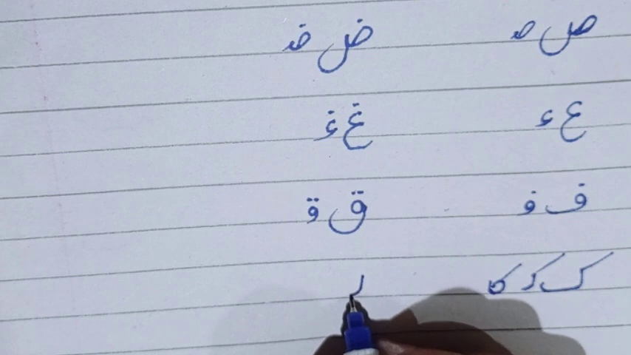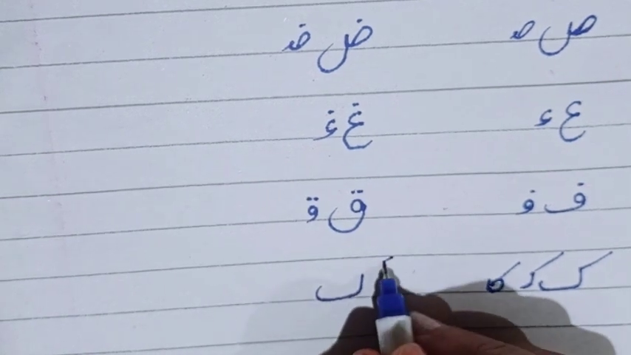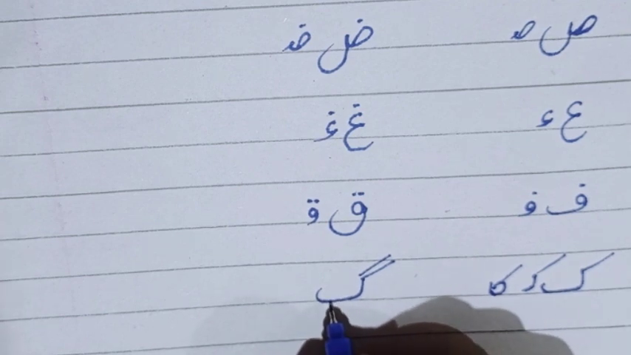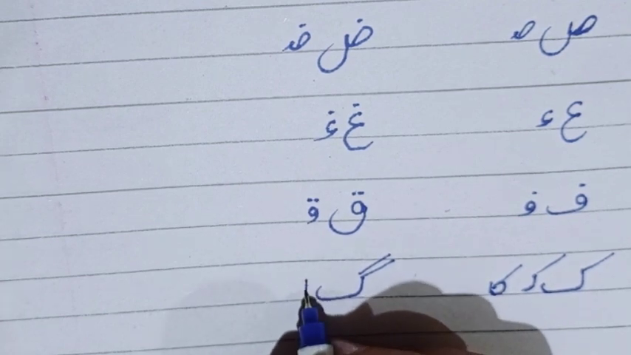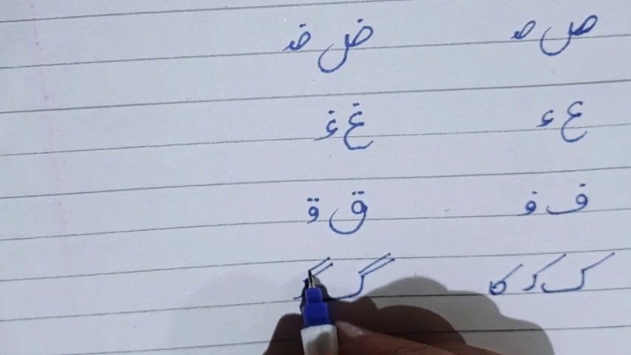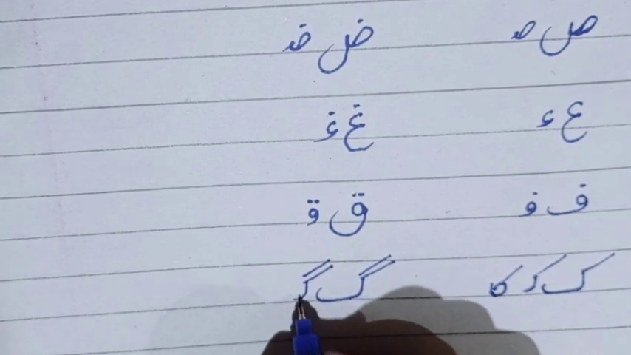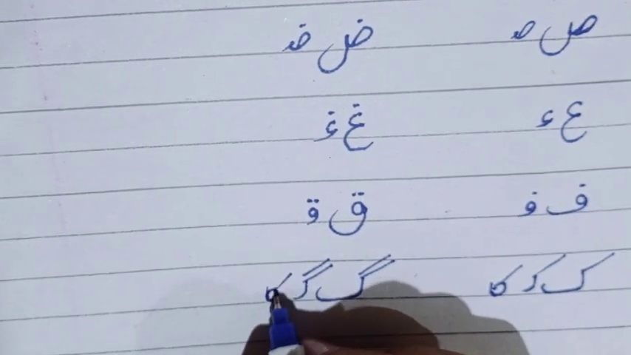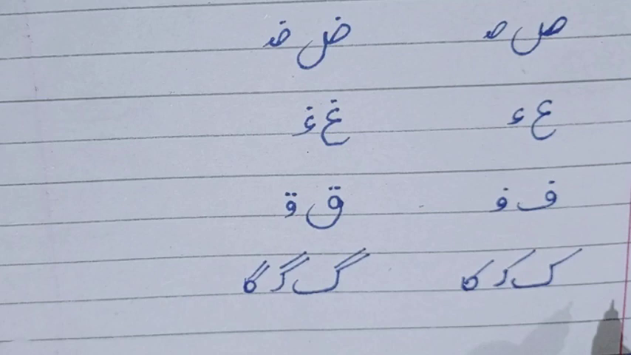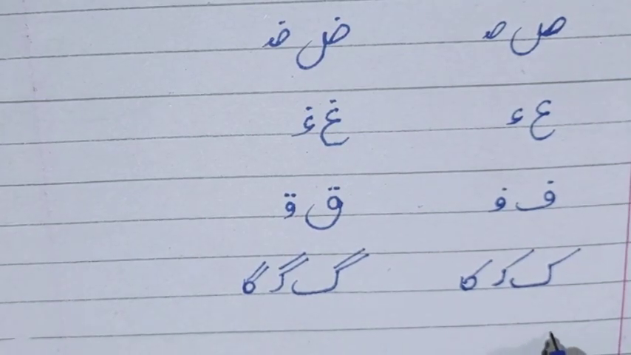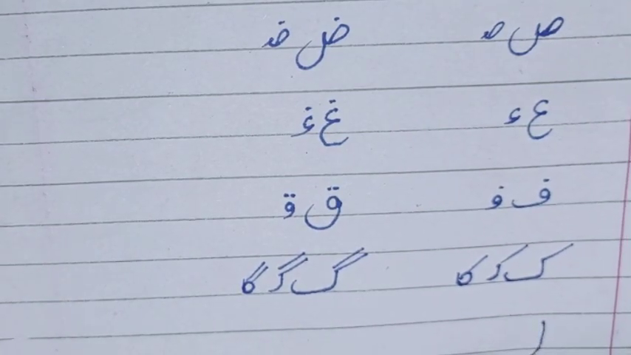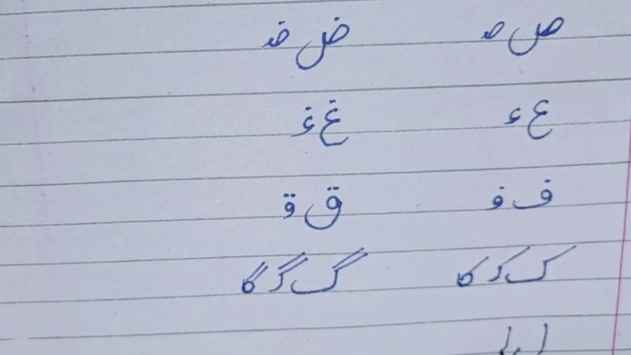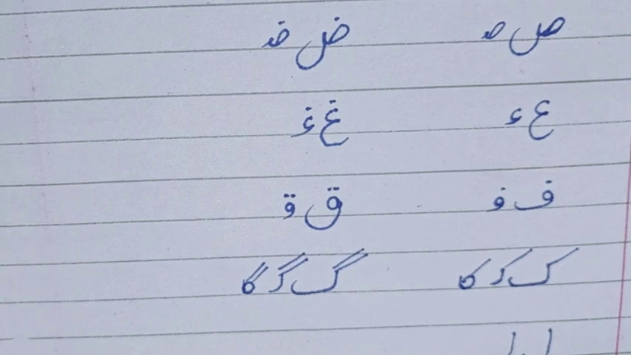In the same way, the next letter is Gaf. It has two kash on top, and the same rule will be applied for this letter also. The short form of Gaf is this one, and if Gaf is followed by alif or lam, then you will make this shape, two kash on top. Next is Lam. Lam, the full form you will write like this, and then the short form is similar to this. It is just shorter than the bigger form.